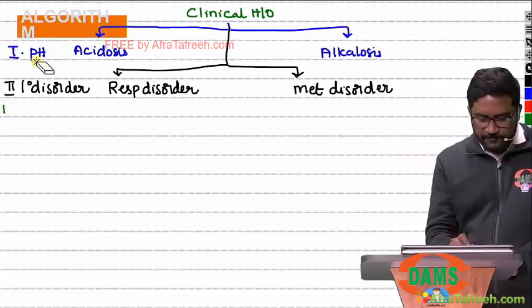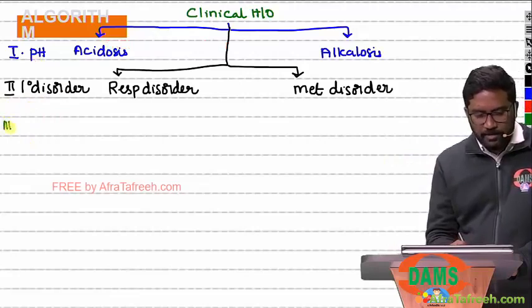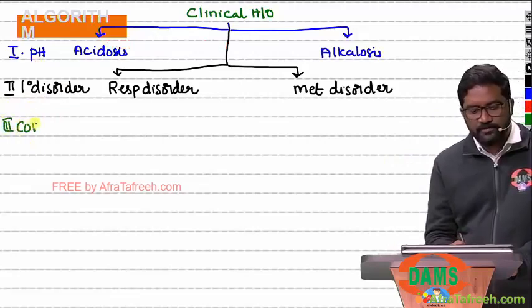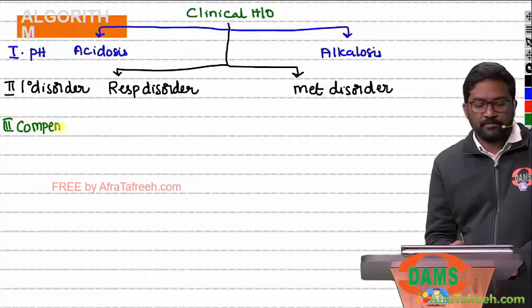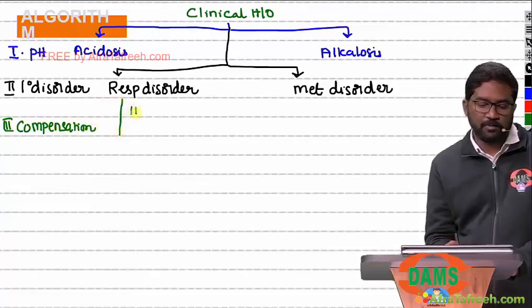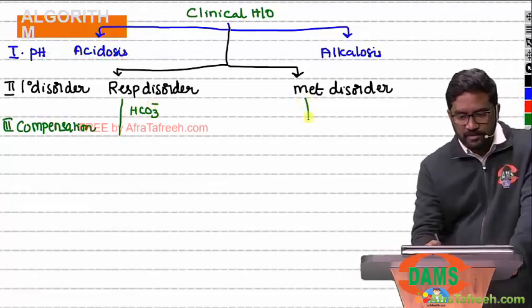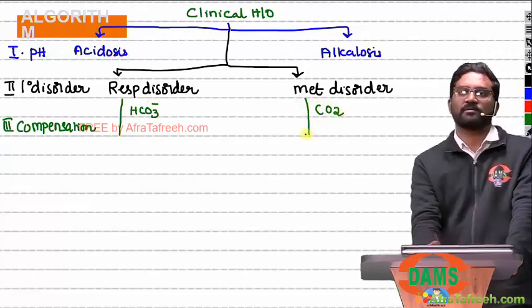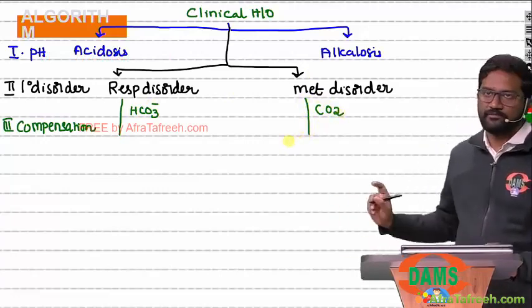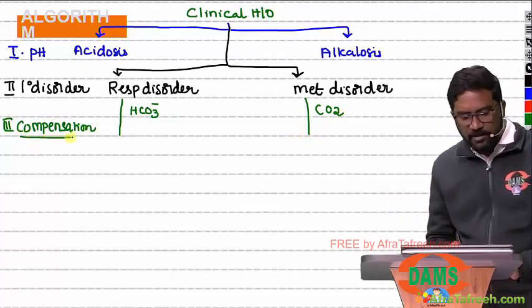Third step, calculation of compensation. If it is a primary respiratory disorder, what compensation should you calculate? Metabolic. If it is a primary metabolic disorder, what compensation should you calculate? Respiratory. For each of these disorders, there is a special formula. So apply that formula and compare.